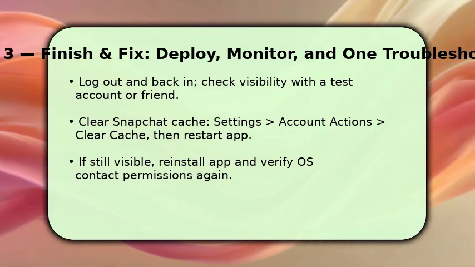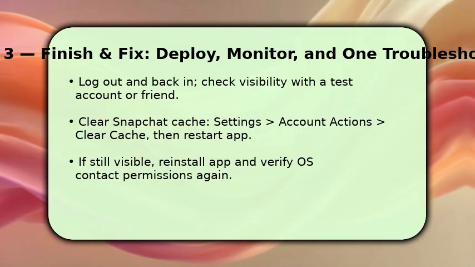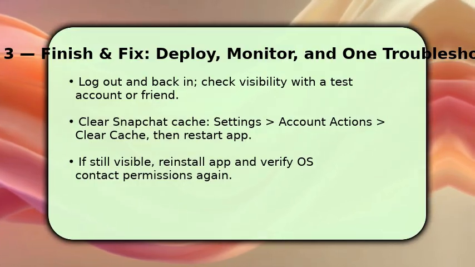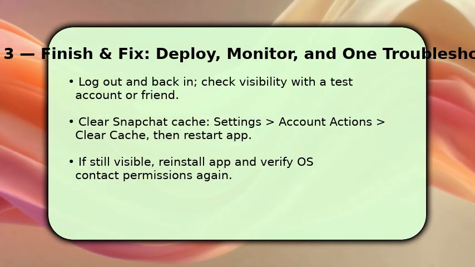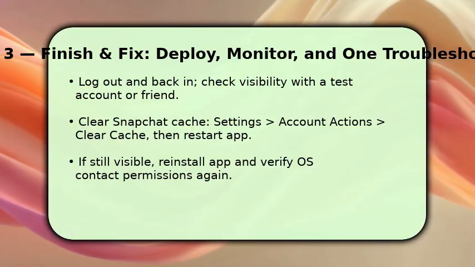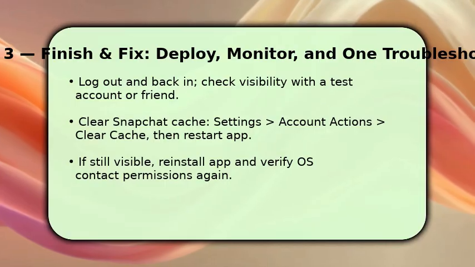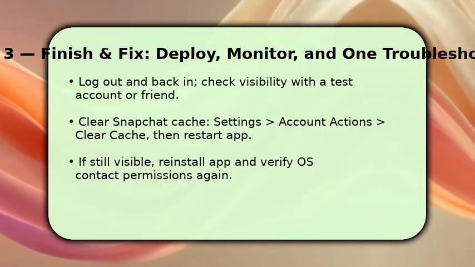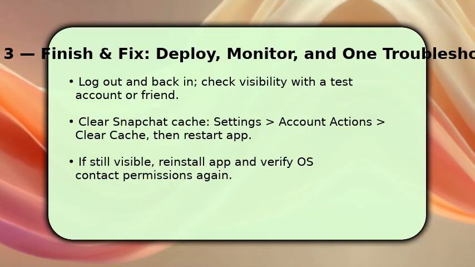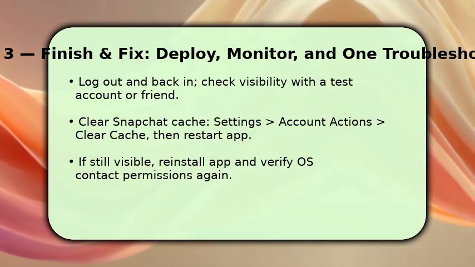for you. If you still appear, clear Snapchat's cache via Settings, Account Actions, Clear Cache, then restart the app. This forces updated privacy state. As a final fix, reinstall Snapchat and recheck iOS/Android contact permissions. Sometimes the OS retains access until reinstalled.